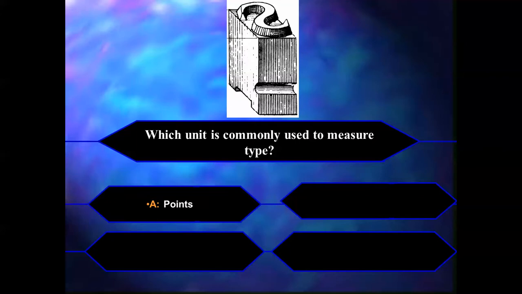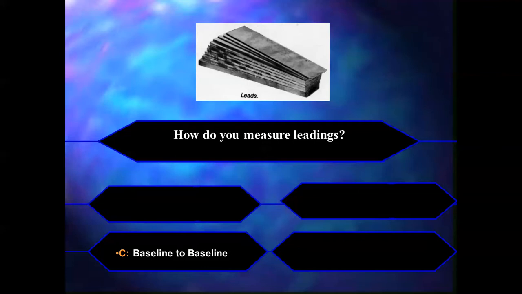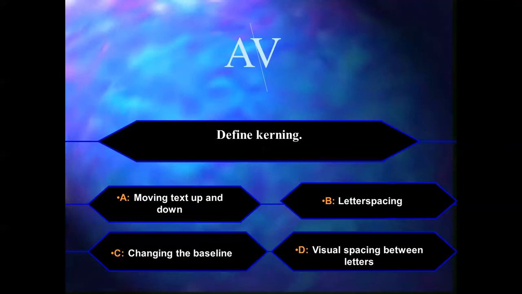Think of the slug. All right, so how do you measure leading? A, from the top of the ascender to the bottom of the descender? B, depth of the X? C, baseline to baseline? Or D, baseline to ascender? Correct. Baseline to baseline.